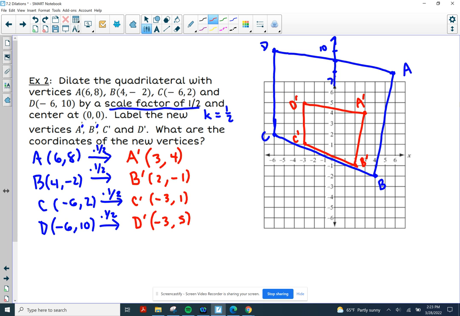So we have a similar quadrilateral because the angle sizes were preserved, angle measurements were preserved, but we have a smaller version. So we have similar figures, just a scaled down or smaller version. And that is dilation.